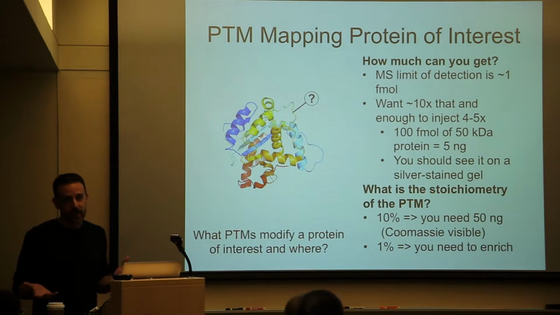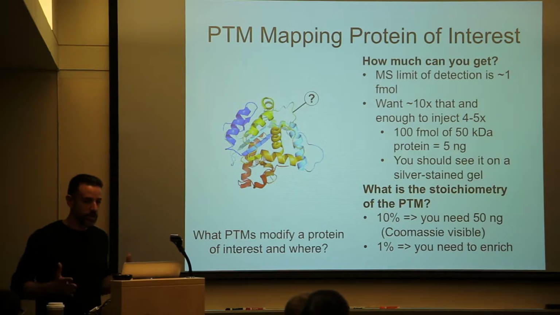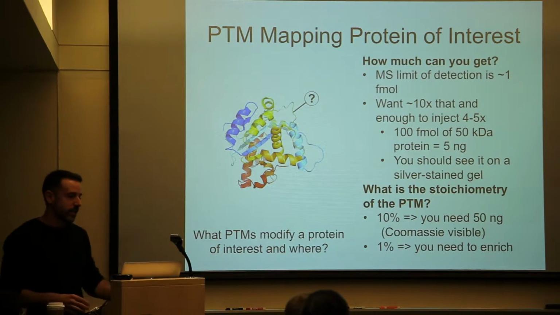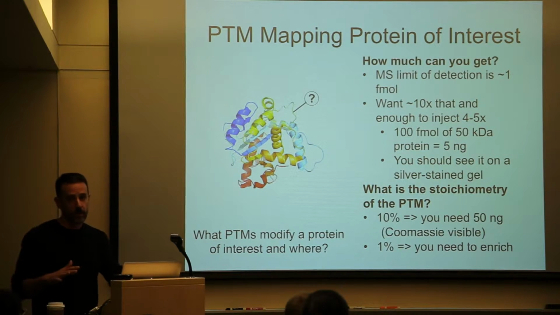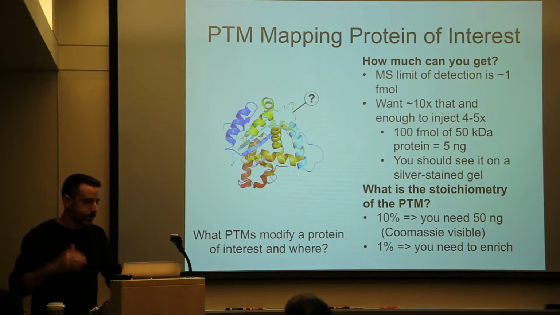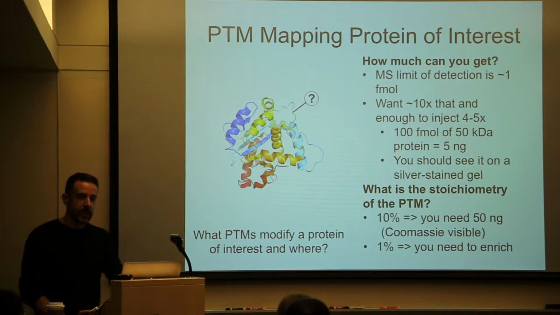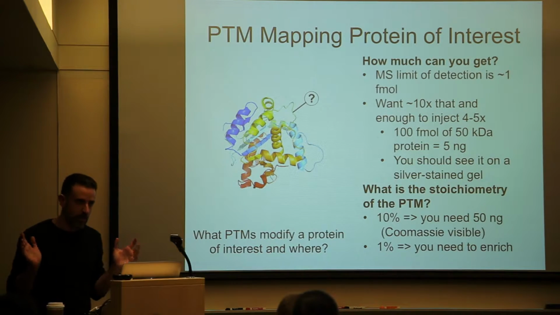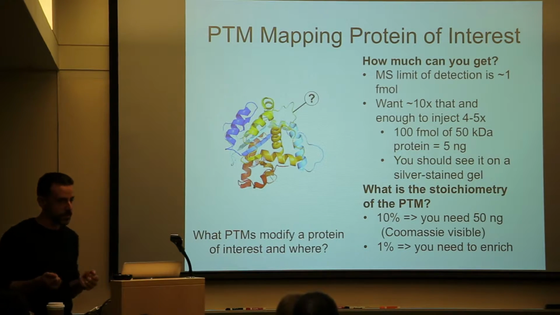Because this is really not a complicated problem, right? We're just constrained by the limits of the mass spec. So if you figure the limit of detection of the mass spec is about 1 femtomole, actually lower than that, but that's my comfortable range. And actually, I don't want to operate at the limit of detection. I want to operate about 10 times more than that. So say 10 femtomoles. And I don't want enough that I inject it once and it's all gone. I want at least 4 or 5 injections of your sample.